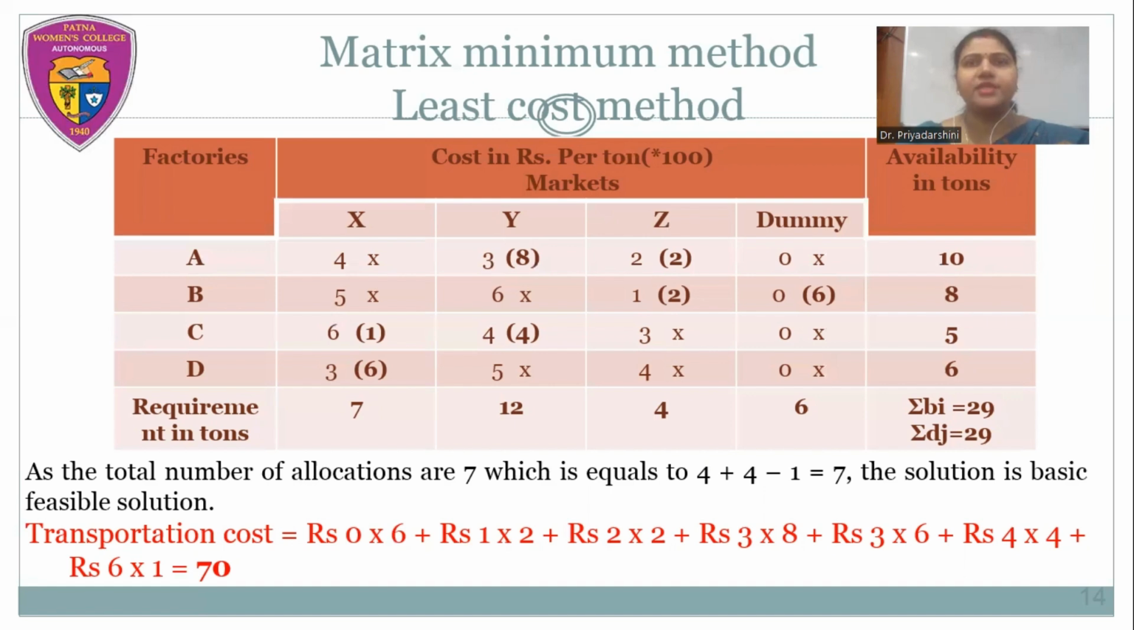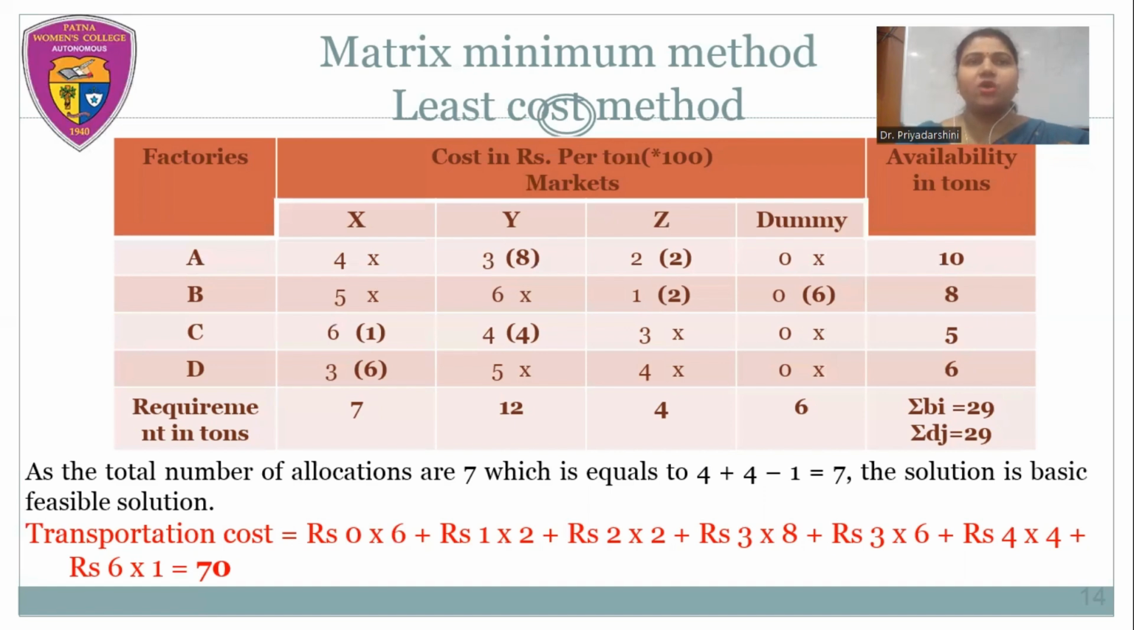Make allocations to this cell either to satisfy the availability constraint or the requirement constraint. Once one of these is satisfied, then mark crosses in all the cells in the row or column, whichever has been completely allocated. Next, search for the lowest cost cell and proceed this way until all allocations are made. Then write allocations and find the cost of transportation. In the given problem, as the total number of allocations is 7, which is equal to 4 plus 4 minus 1 equals 7, the solution is a basic feasible solution. And here the transportation cost is equal to 70.